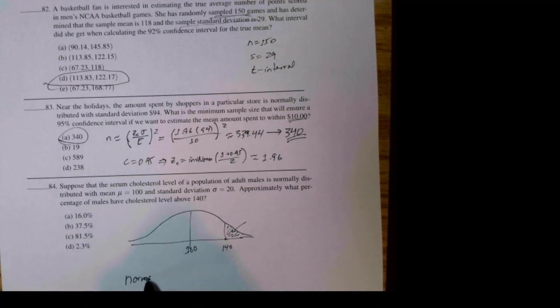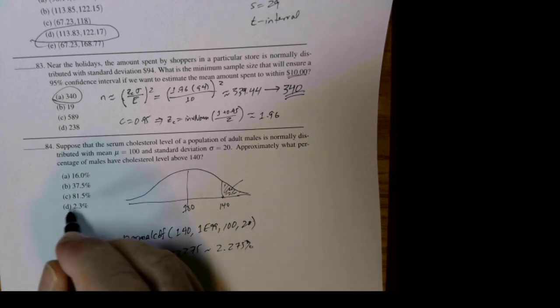So this is going to be normal CDF of 140 to infinity with mean 100 and standard deviation 20. And I trust you can put that in the calculator. Oops, can't see this though. So this is going to be about 0.02275. So that's about 2.275%. So I would choose the answer 2.3%. Okay, that's it.